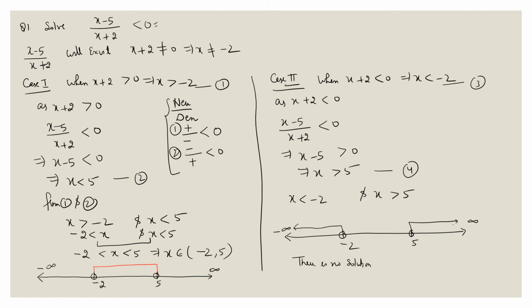So overall, this case can be rejected, right? So what is the required solution of this problem? The required solution is this one, that is, x belongs to the open interval minus 2 and 5.